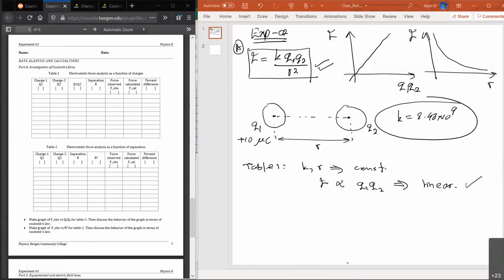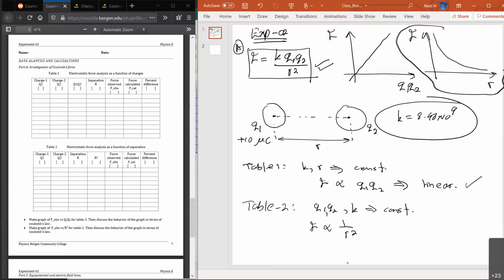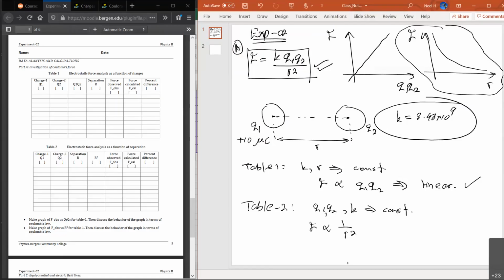Theoretically, for table number 2, if I keep Q1 and Q2 and K all constant, then our force should be inversely proportional to R to the power 2, which means if I make a graph, it should be exponentially decaying like this one, right? It should show a decaying graph.